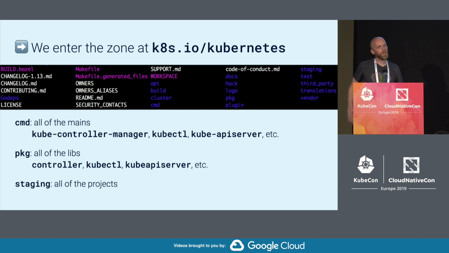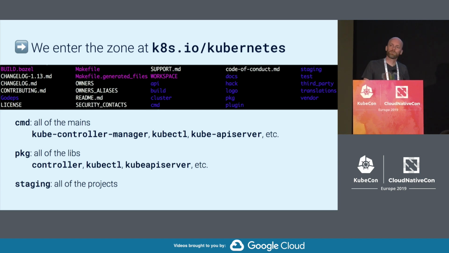And then a lot of the meat of the implementation of those processes lives in the package directory. And there's a lot of other stuff in the package directory, but that's where I start. And then I am not too familiar with the history of the Kubernetes project, but I take it at some point they decided to split it up into multiple separate projects, and those projects ended up in the staging directory.